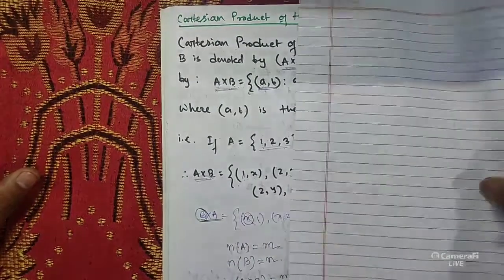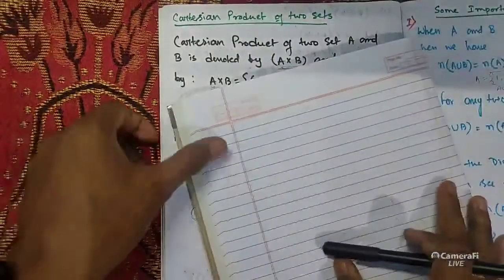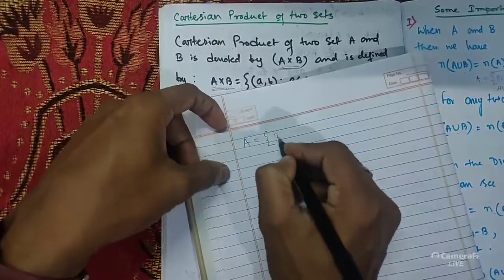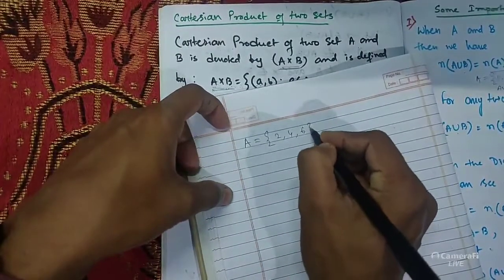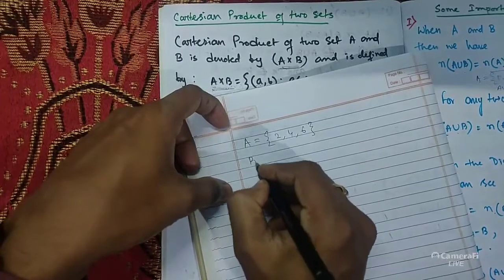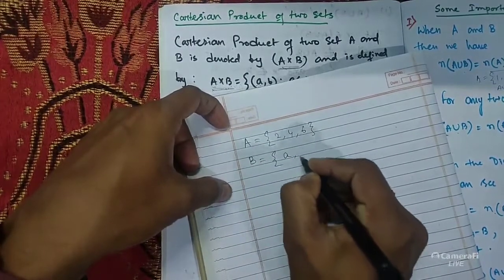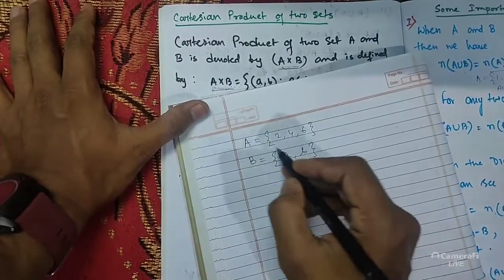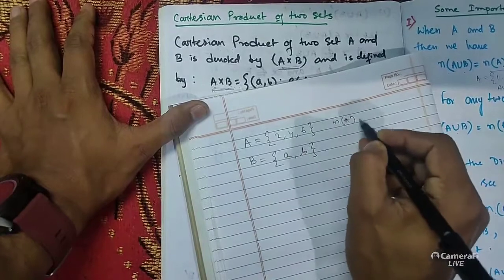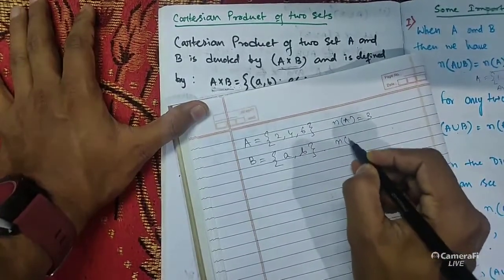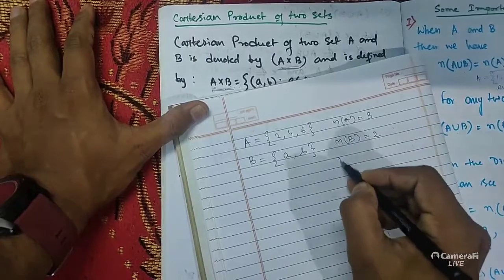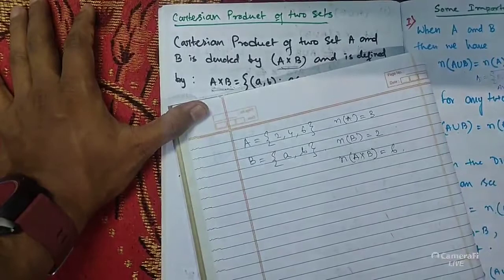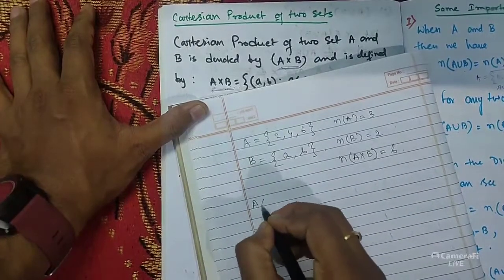Let us take one more example, then it will be clear. A equals 2, 4, 6 and B equals a, b. So total how many elements? In set A, the number of elements equals 3. In set B, the number of elements equals 2. Therefore, in the Cartesian product, you will get 3 into 2, 6 elements. So find A cross B.